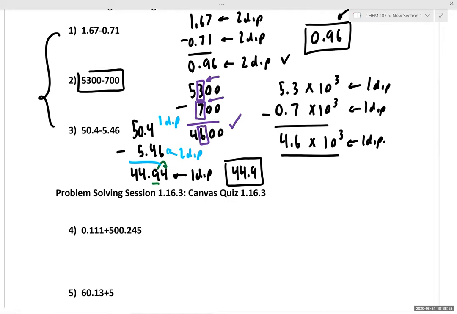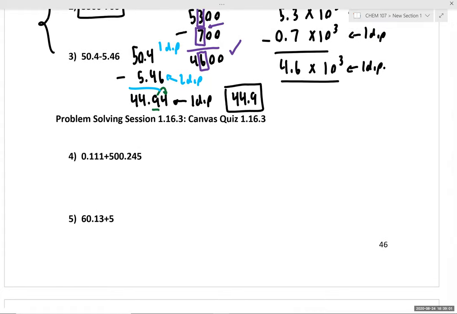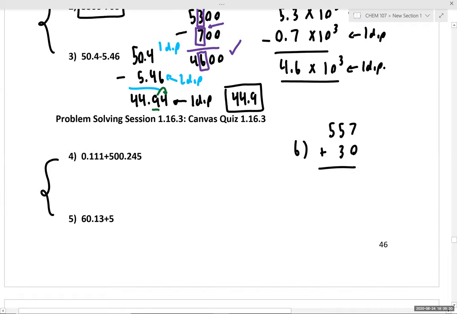So let's do another set of examples. I'd like you now to work on the following two examples. And as a bonus example, to address demand in the chat for another example of this long form addition, I'd like you to add 551. Let's do 557 and 30 together. So let's work on these three examples. Let's spend about 4 to 5 minutes on these examples, and then we'll come together as a group to discuss.